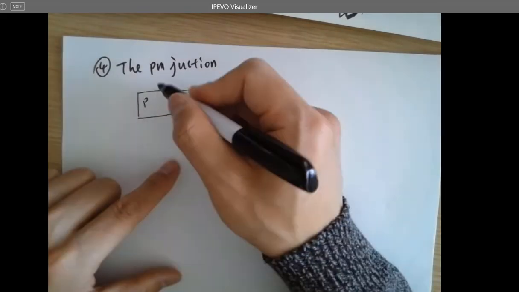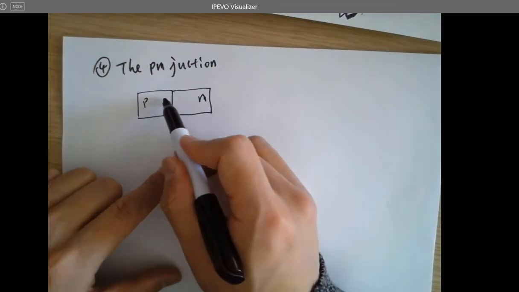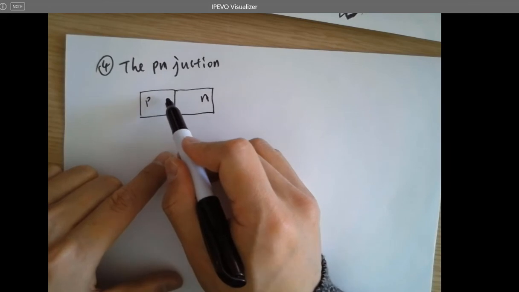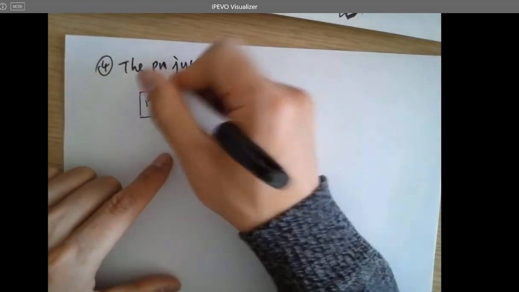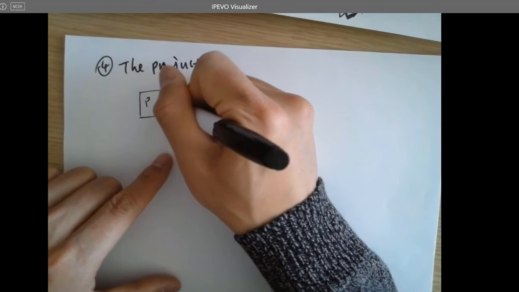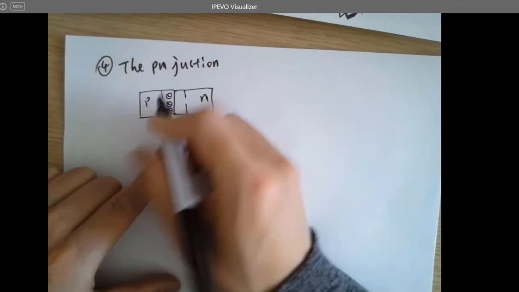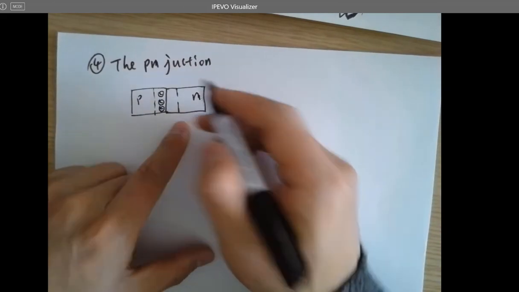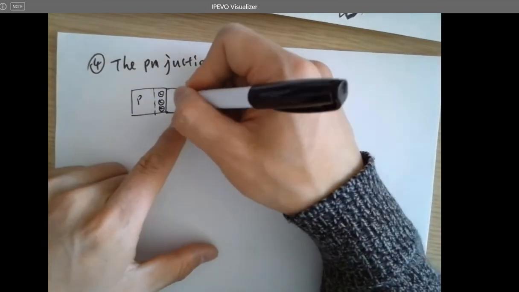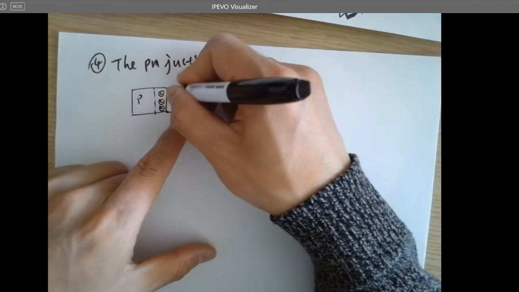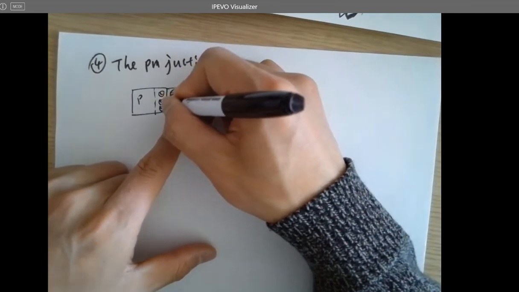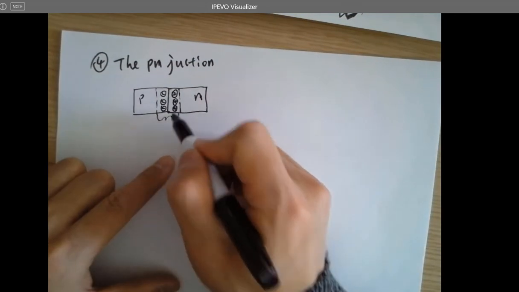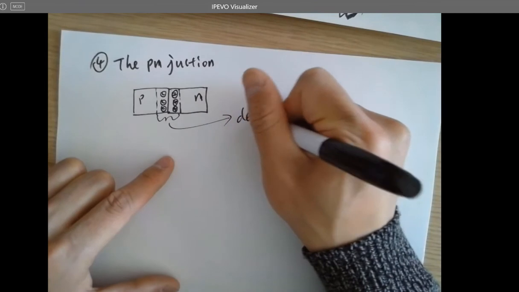Because the electrons come over to fill up the holes, it's going to form a negatively charged area. And with the same concept, the holes migrate to this part, neutralize the electrons, and form a positively charged area. Okay, and this region is called the depletion region.